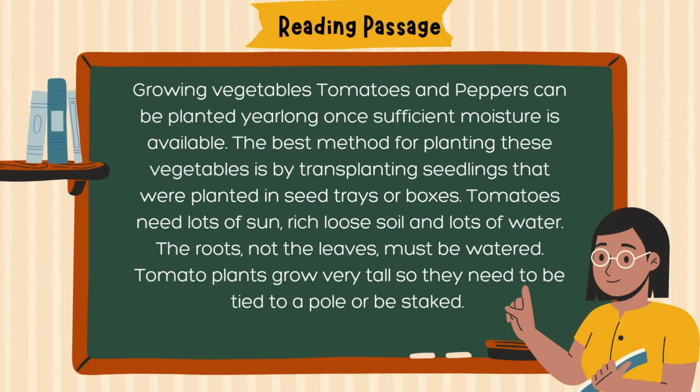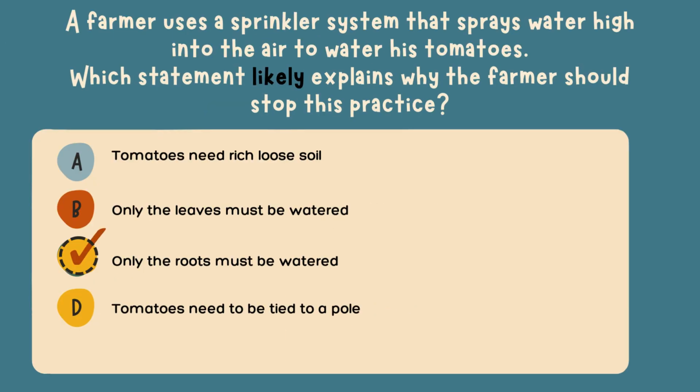It says, the roots, not the leaves, must be watered. So if you notice, the roots, not the leaves, must be watered. So based on this question, if the farmer is using the sprinkler system and the sprinkler system sprays water into the air, then this would mostly be getting the leaves of the tomato plants and not necessarily the root. So that would not be ideal. So as it says, which statement likely explains why the farmer should stop this practice? And we see why. Because only the roots must be watered based on what was stated in the passage.